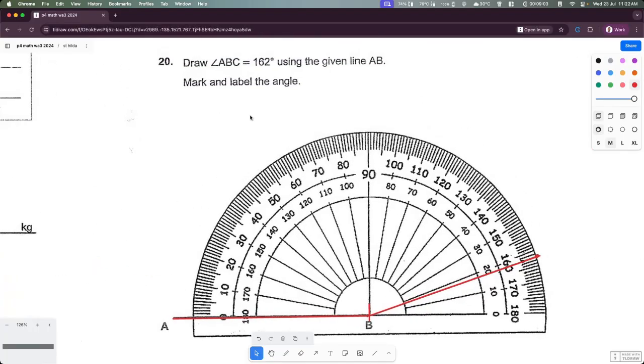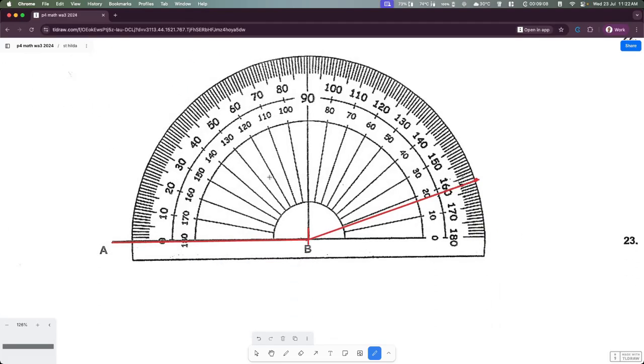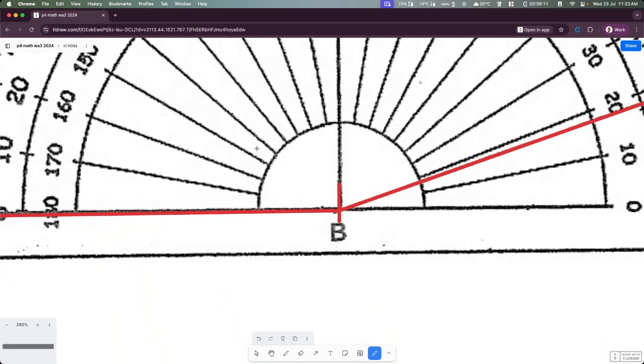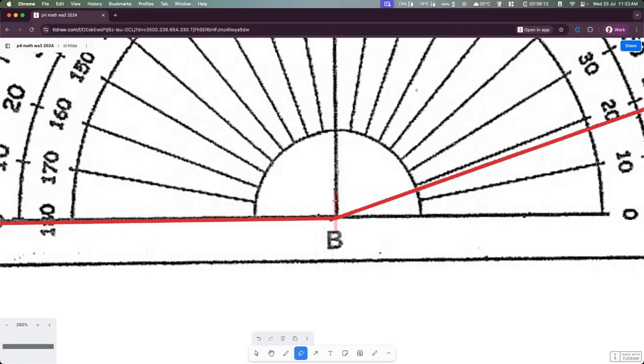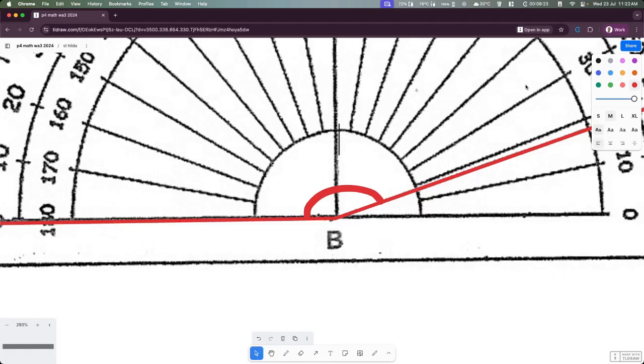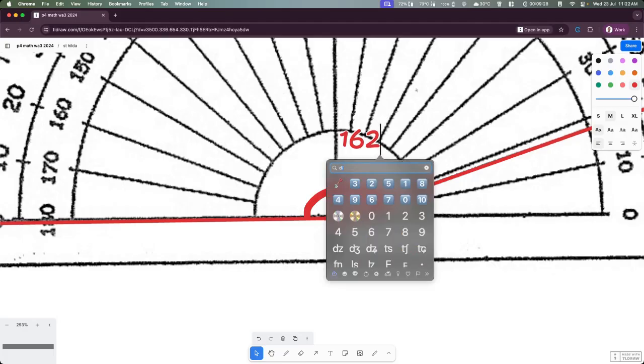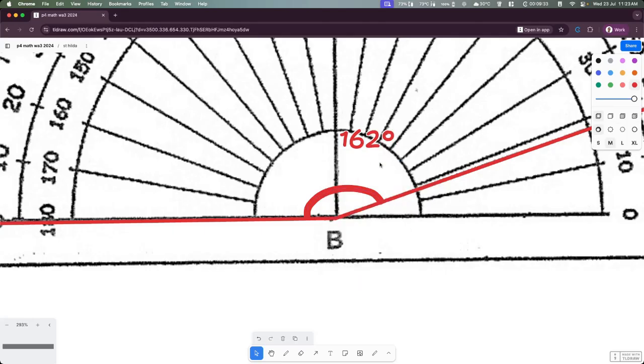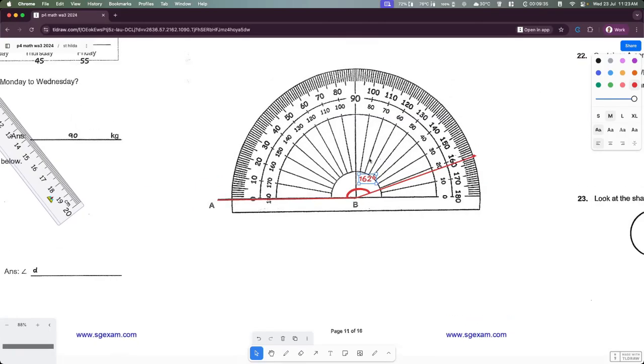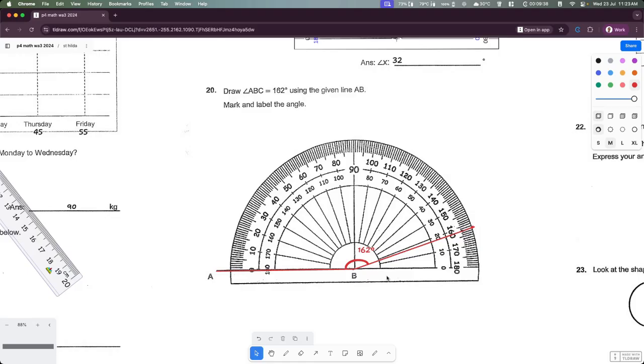So you also need to mark and label the angle, right? So what you need to do is to have a semicircle. So maybe you can erase this, right? So I'm going to erase this little line over here. And then I can use this to just mark the angle. And then you can type in this case, 162 degrees. So you don't need to put in red. I use this because it's easier to see, but it's basically in black. So it should be like this, 162 degrees.